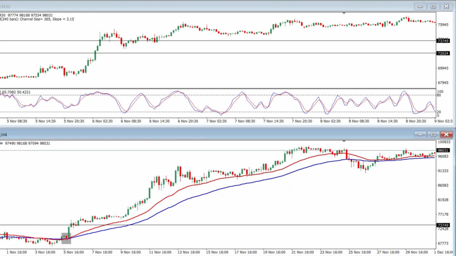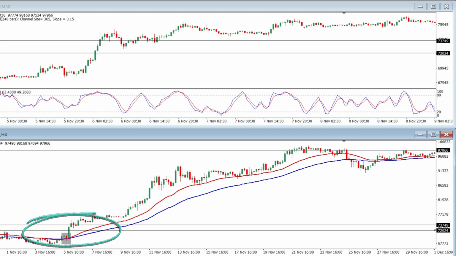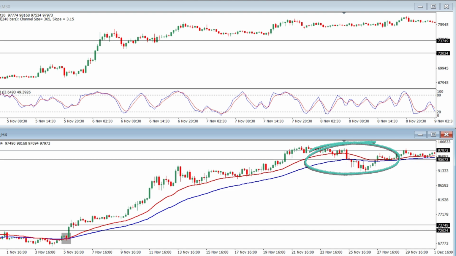So 73,749, and stop loss is 72,024. So this is your entry point, this is your stop loss, and you can see the price went all the way up and you exited over here. Now, once you enter the trade, you are not even looking at your 30-minute chart. Now, your interest is only here.